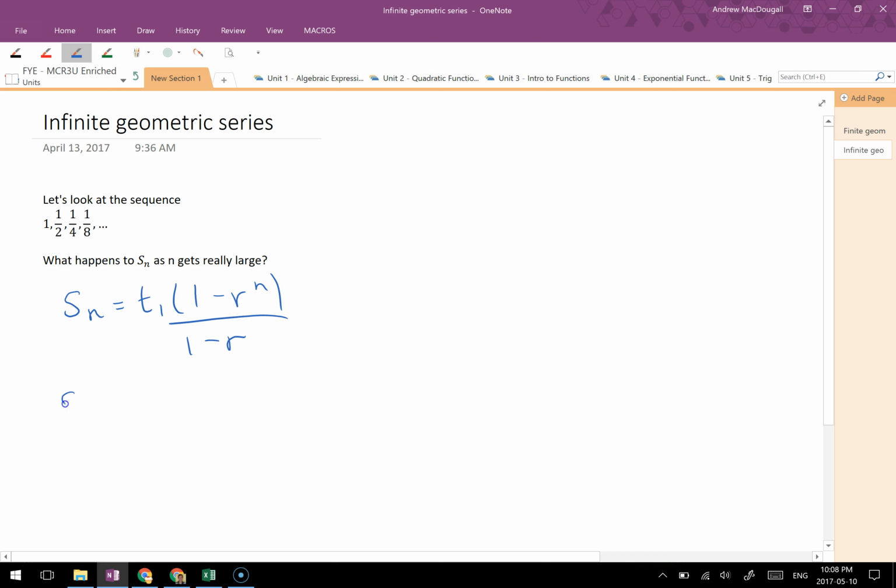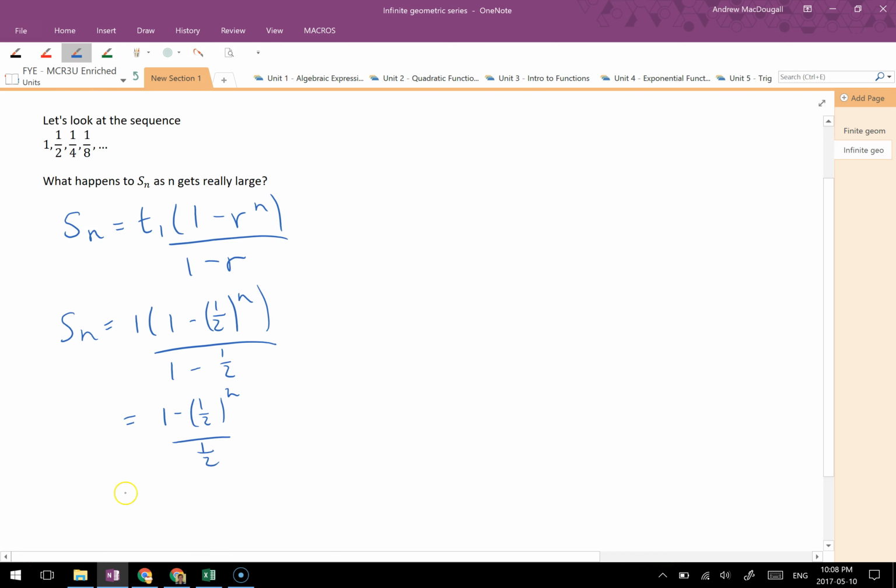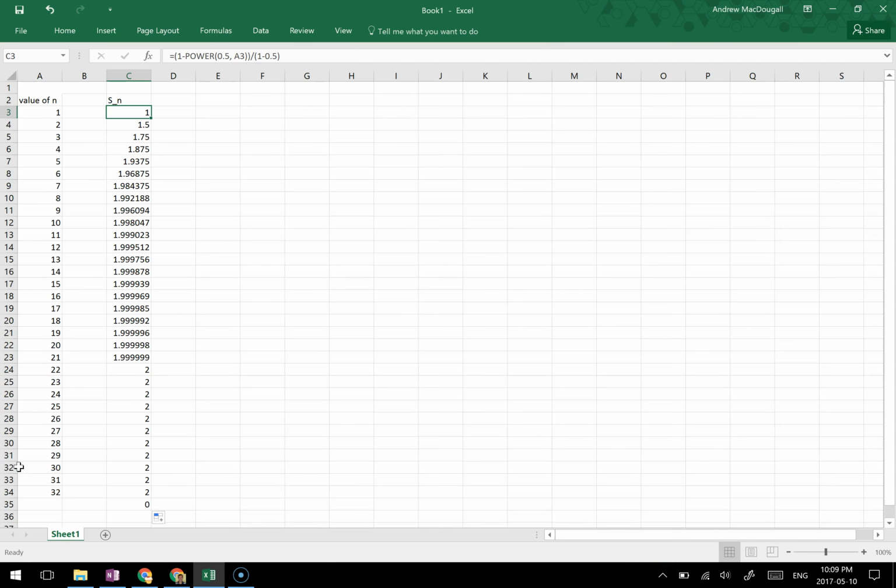So in our particular case, Sn is 1 times 1 minus 1 half to the n, divided by 1 minus 1 half, or 1 minus 1 half to the n over 1 half. And if you really want to simplify it more, in this particular case, it's 2 times 1 minus 1 half to the n. One way to see what happens to Sn as n gets really big is to let the computer do the work for you. So I've created an Excel spreadsheet here that you can see.